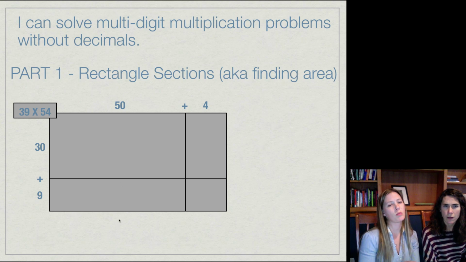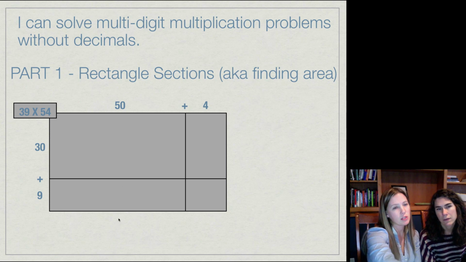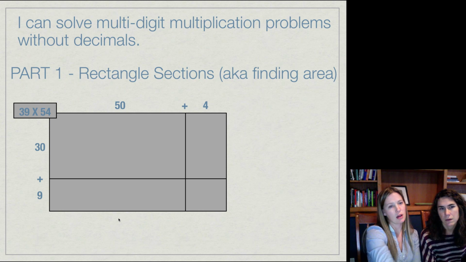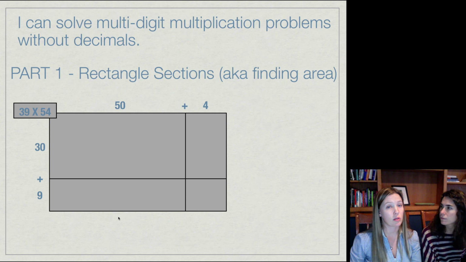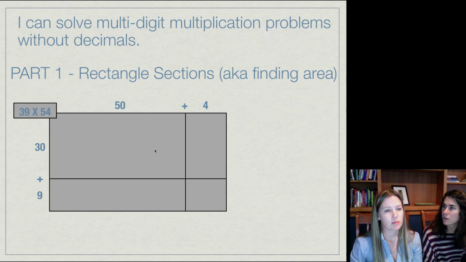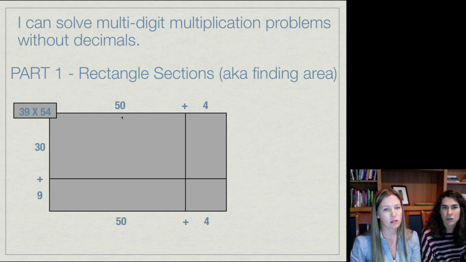Now I have a quick question. What if they put 50 and 4 along the side and 30 and 9 along the top? Would they still get the right answer? Definitely. That's the beauty of multiplication. We can switch those around. So if you did that on your note-taking sheet, you're okay. As long as you are making sure that they go hand in hand here.